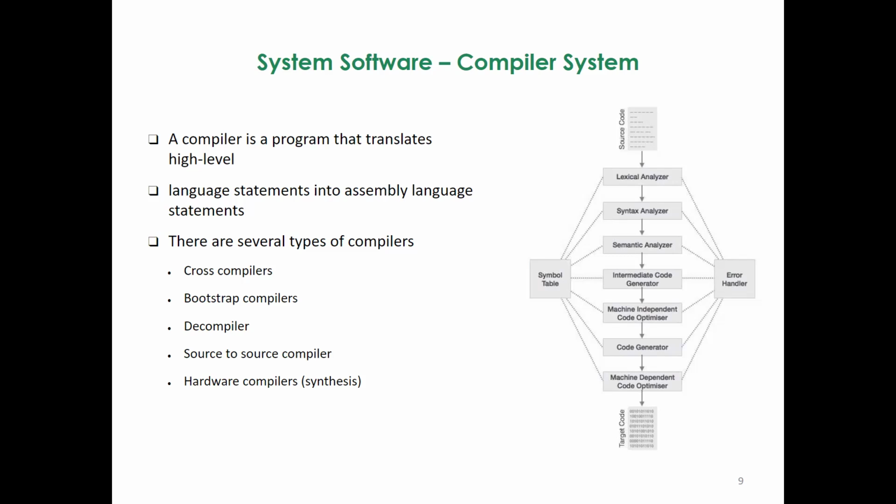We have a number of compilers, the cross compilers, meaning a compiler which is able to target multiple architectures. And then you have your bootstrap, your decompiler, which goes from machine code back to high level code. Source to source, which could be Python to Java, compiles source to source, or hardware synthesis.